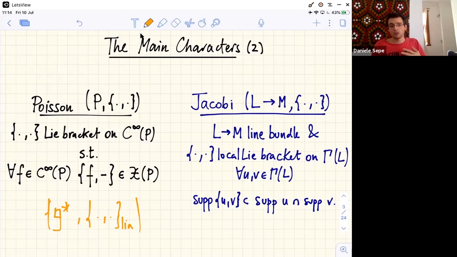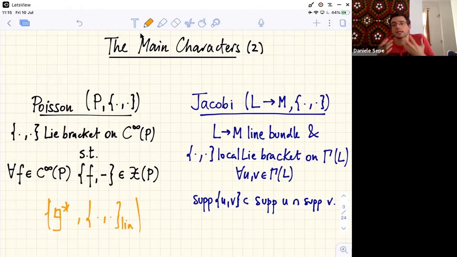And so now there is a line bundle. Notice that again, I see a line bundle. In what was blue, there's always a line bundle. And I have a bracket on the space of sections of this line bundle that is local. That means it satisfies this condition, which looks very abstract: the support of the bracket is contained in the intersection of the supports of the sections. And for anyone who's like me, a simpleton, this condition doesn't say very much.